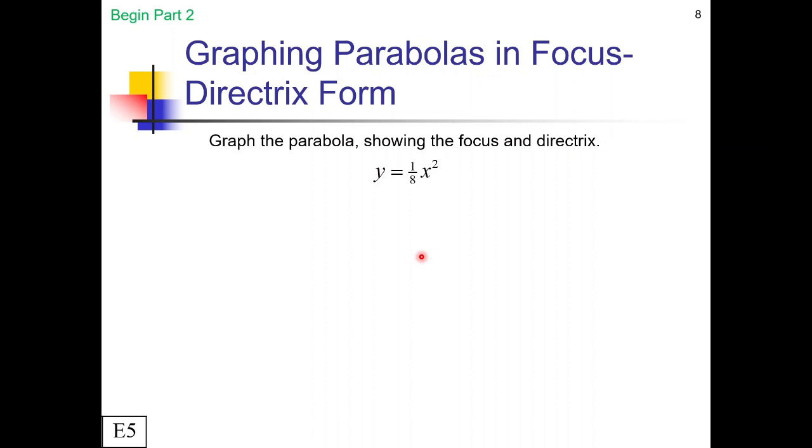Welcome back. You're now joining us for the second part of our lesson on parabolas in focus-directrix form. On this part, we're going to be graphing some of these. We'll start by graphing this one together. We'll go through it step by step.